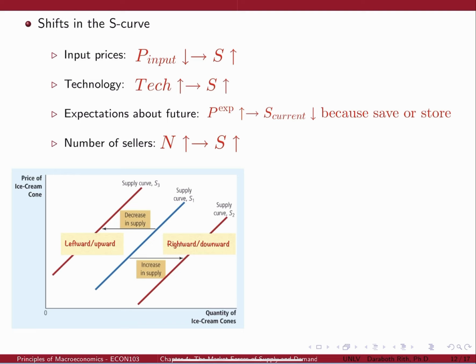Then expectations about the future. Consider if the firms can foresee that there will be a high demand on their products and they can sell at a higher price in the near future. What do firms do at the current time? It makes sense that if they wait to sell their products in the future, they can come up with large revenue. So at the current time, firms should reduce supply because they need to save or store their products to sell at a higher price in the near future.